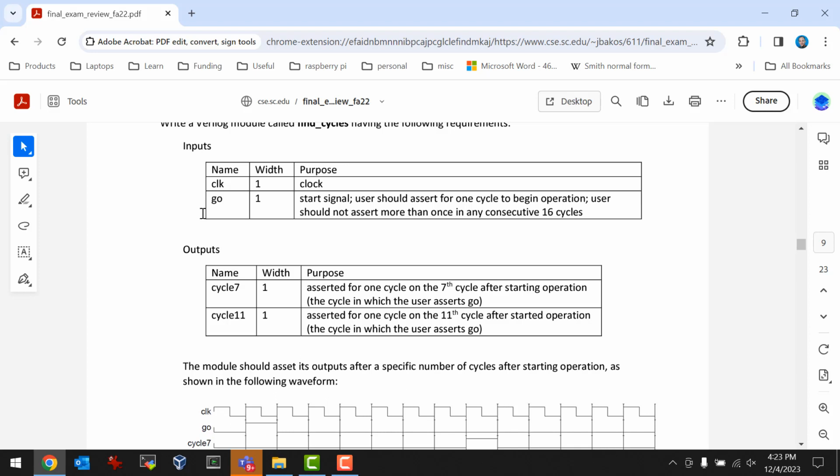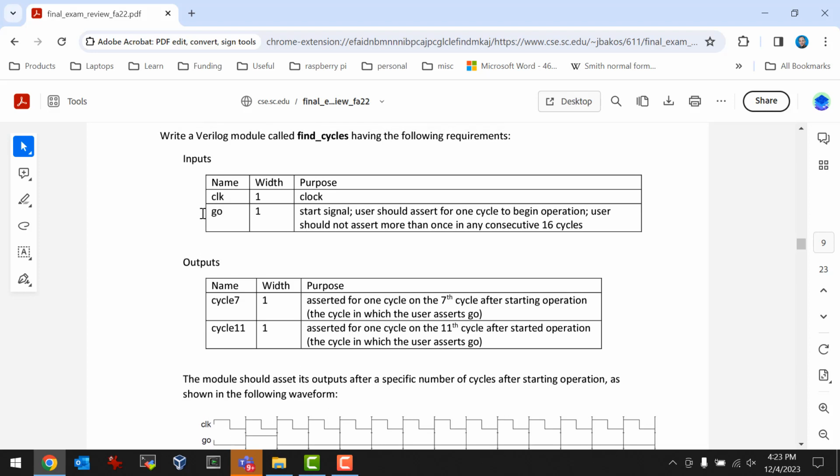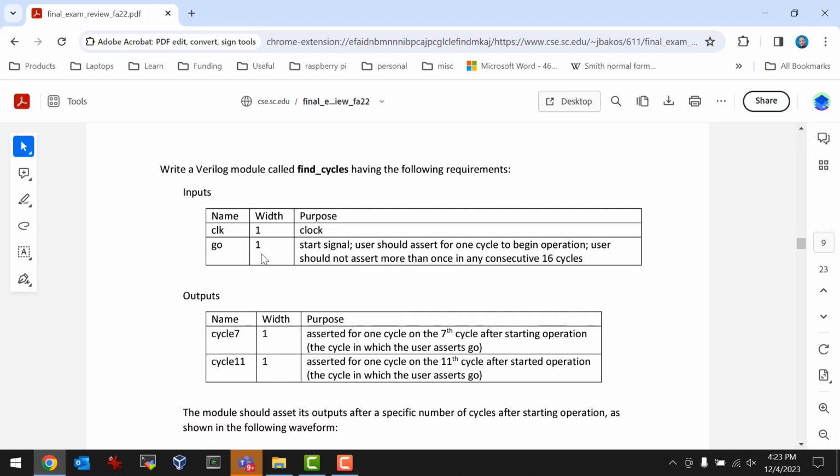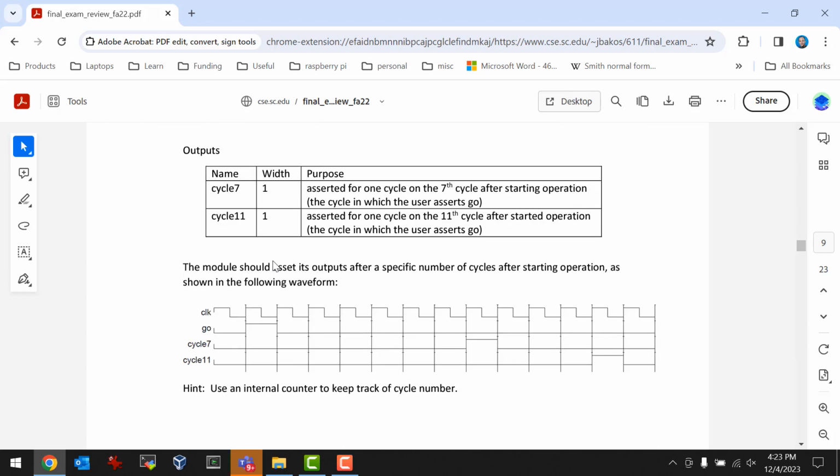And this was similar to the type of thing I might have asked for. This is a little simpler than those ones, but same idea: I'd give you a list of requirements. So you've got your inputs and outputs. In this case, those would just go on your module line. And then I'd show you the expected output. The idea is it just sits there and doesn't do anything until you give it a go signal, which is when you assert go for 1 clock cycle. And then after that, it will pulse cycle 7 after 7 cycles and cycle 11 after 11 cycles.